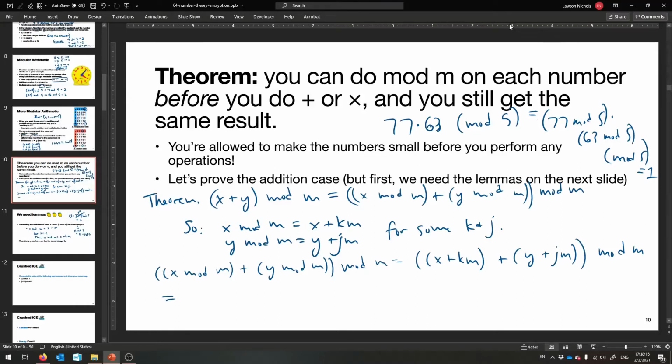This equals, well, x plus y plus m times, if I just factor this out and move them around, m times k plus j. Yeah? Mod m. And remember what I was saying about anytime you have an m multiple, and you're about to take mod m right after, that goes to 0. Okay, so then we have, finally, x plus y mod m for arbitrary x's and y's.